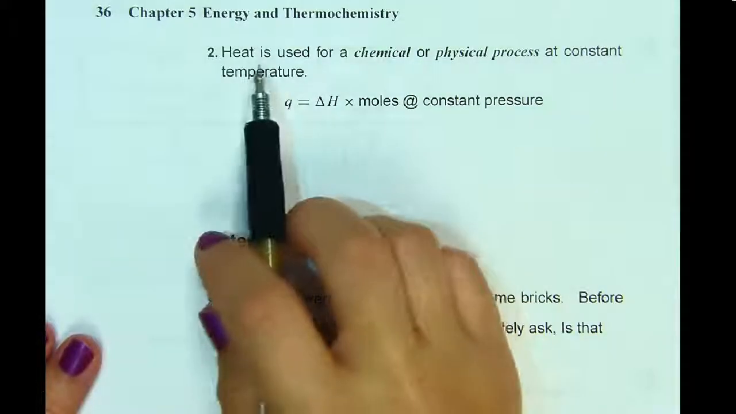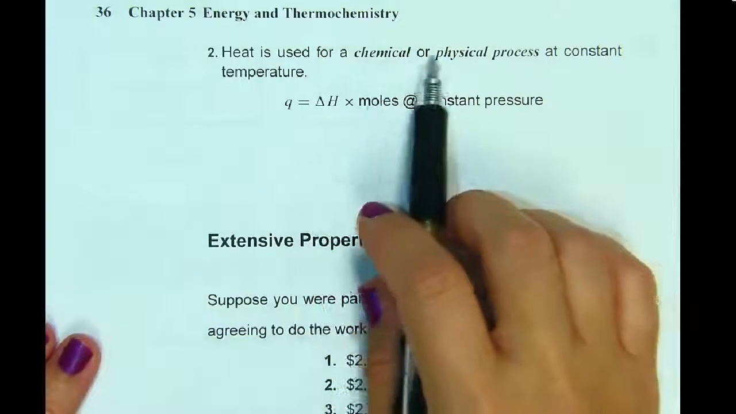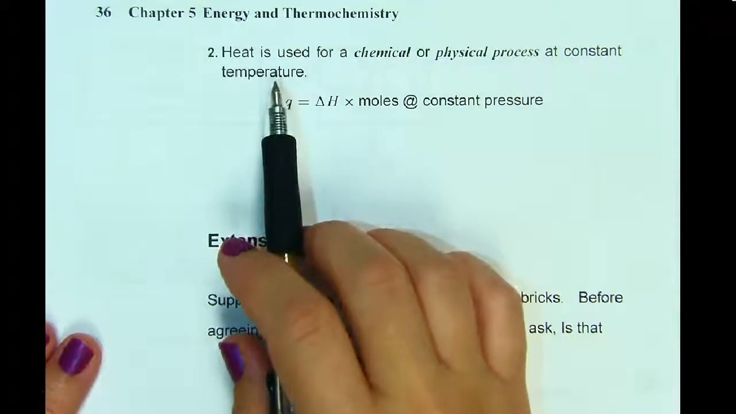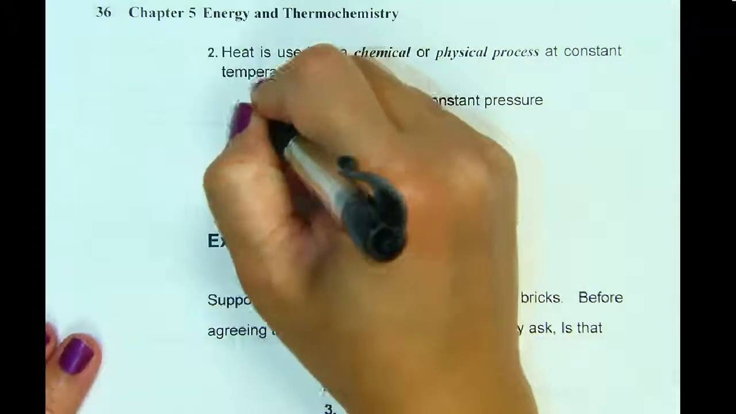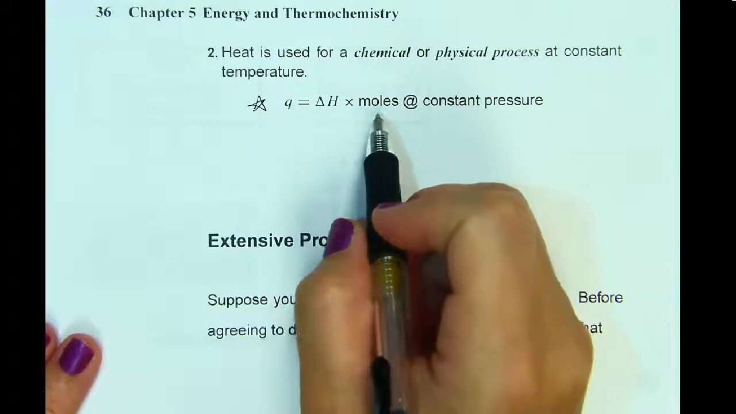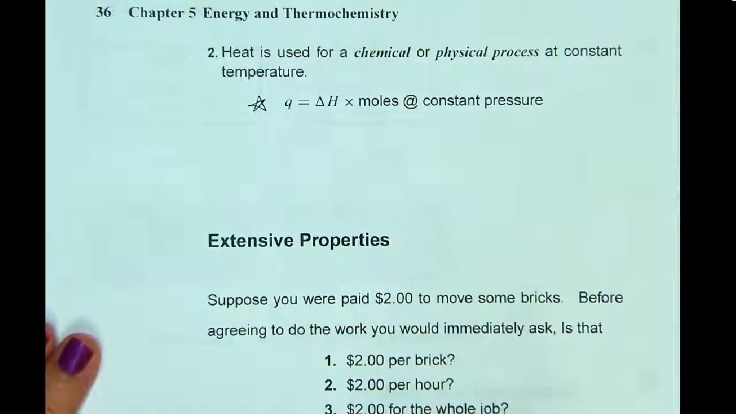The other scenario is if heat is used for a chemical or physical process, but it's at a constant temperature. Temperature is not a factor because it's not changing. And so we would actually reduce down to this equation where Q is equal to the delta H times the moles. And this is a constant pressure process.